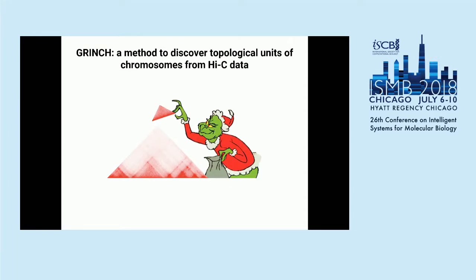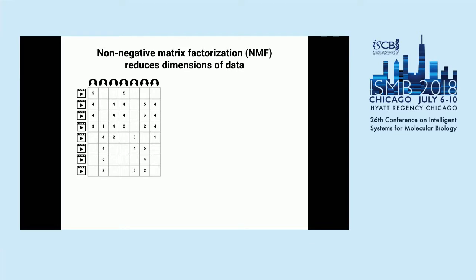I'm going to present a method called Grinch that finds topological units of chromosomes from Hi-C data. There are two key components of Grinch. The first one is non-negative matrix factorization, or NMF, and the second one is graph regularization, which is a slight variation to NMF. So in the morning keynote speech, Cole Trapnell talked a little bit about dimensionality reduction techniques like t-SNE and PCA. NMF is another one of those dimensionality reduction methods.